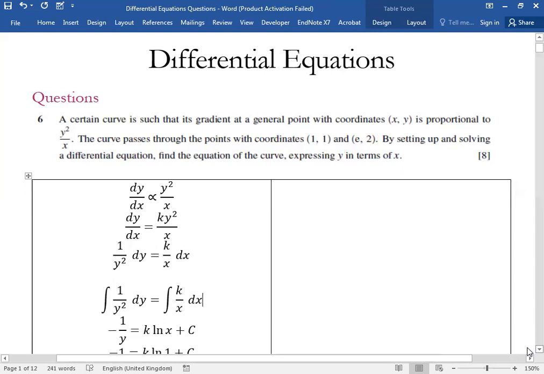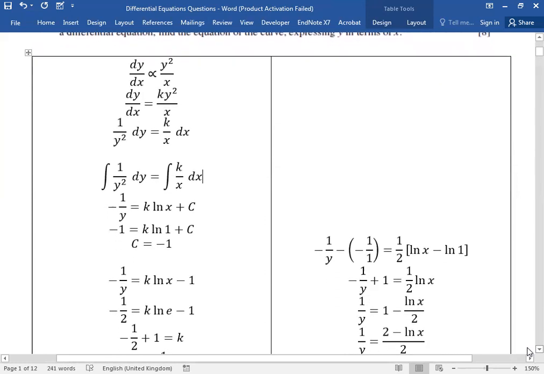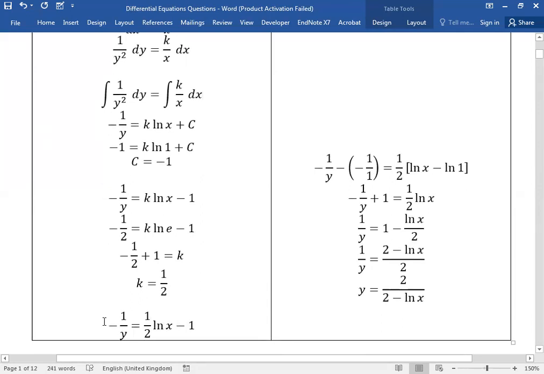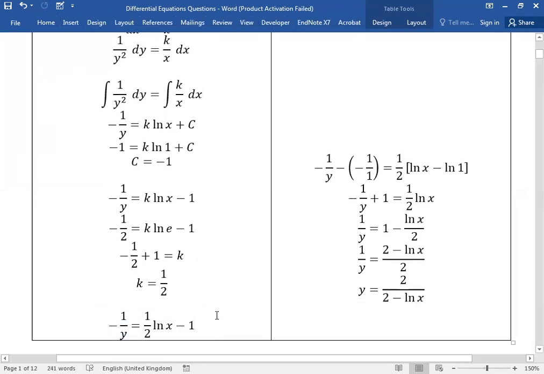I'm waiting, class. Let me know the values of k and c that you get. This is the first method of solving a differential equation. Okay, k is half as per Heather, and c is -1. So once you get this equation, this is your equation. Now you need to express y in terms of x. You need to make y the subject of the formula, right? If anyone else is getting any other form, please let me know.